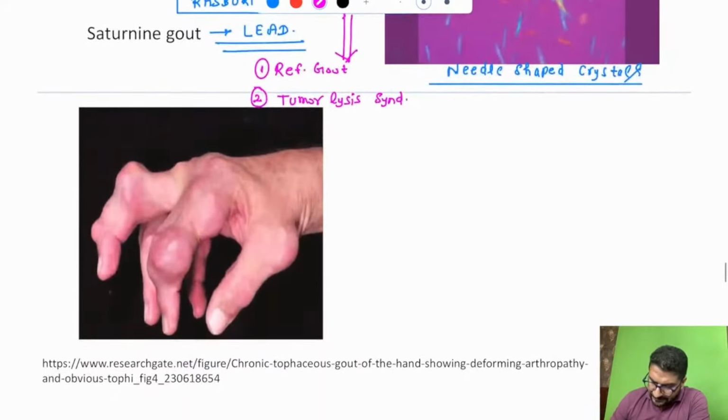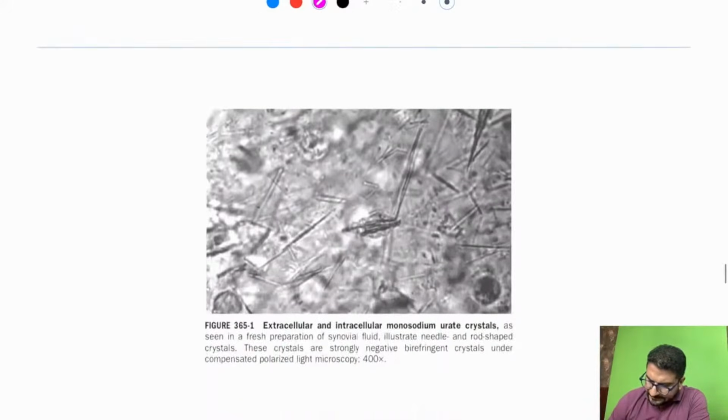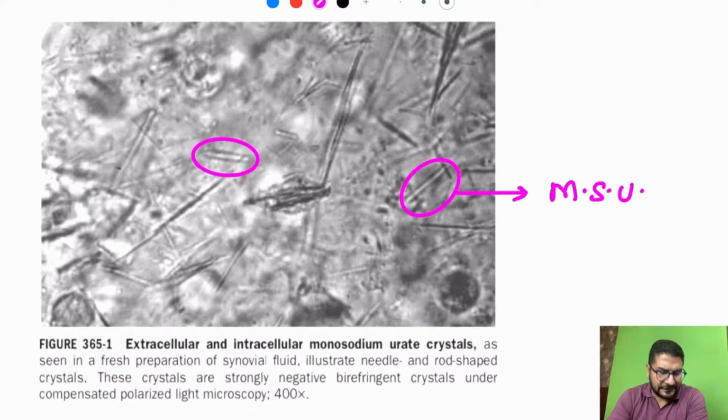You can see these are the tophi. Tophi can form anywhere in the body. So this is like an advanced form of gout, and this advanced form of gout is called tophaceous gout. Mainly you will see them in the olecranon, but you can see them anywhere. Tophi are made of needle-shaped crystals which are negatively birefringent. Sometimes they ask what these crystals are made up of. These are made up of MSU, monosodium urate crystals.